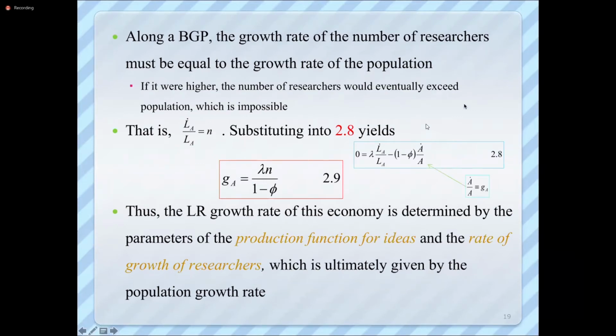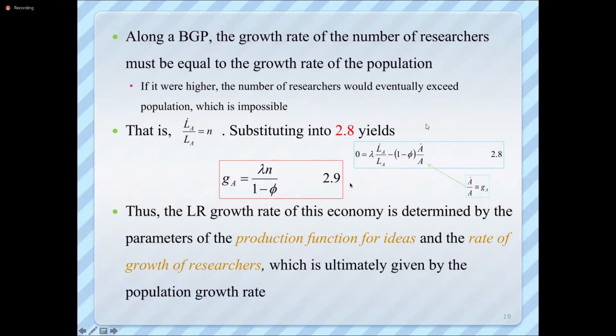Along a balanced growth path, the growth rate of the number of researchers must be equal to the growth rate of population. The number of researchers cannot grow beyond the growth rate of population. If this were higher, the number of researchers would eventually exceed population, which is impossible. Researchers come from population. Population doesn't come from researchers. So therefore, this growth rate of labor involved in producing ideas, or researchers, depends on the population growth rate. Substituting into 2.8 yields 2.9. So substituting this into equation 2.8, we get 2.9.